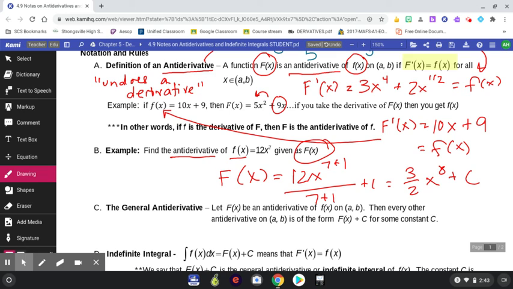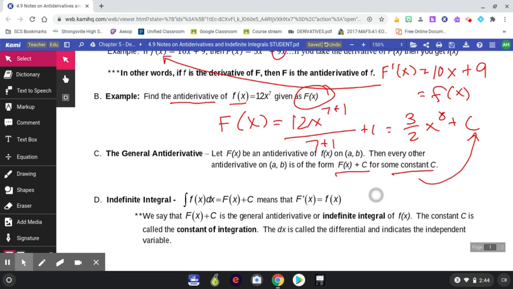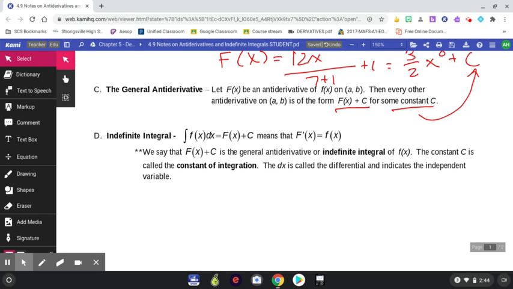All right, so the general antiderivative: let capital F of x be an antiderivative of little f of x, then every other antiderivative is of the form capital F of x plus c for some constant c. That's just saying don't forget to add c, because when I go to take the derivative of that function, the derivative of c is 0. That's what I said at the top, you can pick whatever c you want. So we just say c for everyone in general.